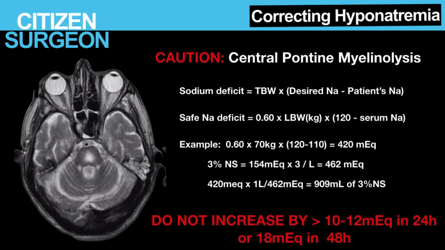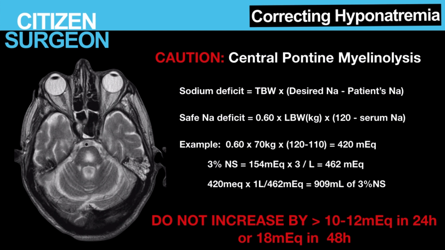Now, I'd like to direct your attention to correcting hyponatremia. And why did I put this picture of a brain on here on a general surgery lecture? Well, that's because this particular brain is an example of something called central pontine myelinolysis. And this is what happens if you correct hyponatremia or hypernatremia too fast.